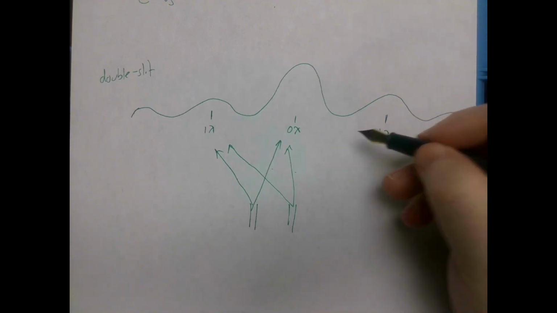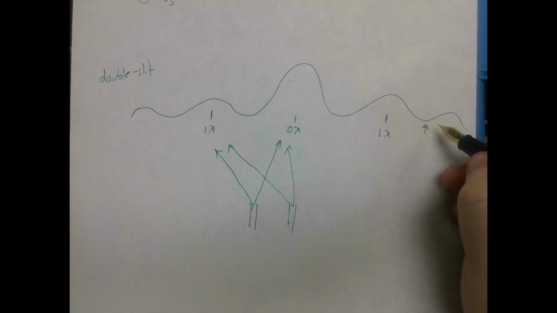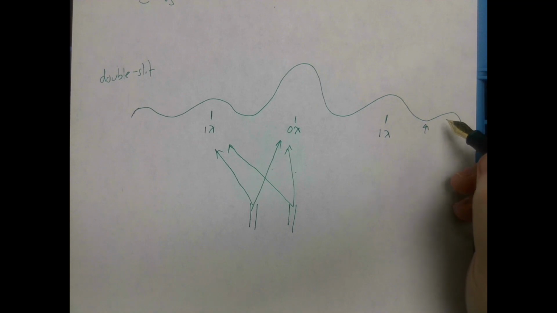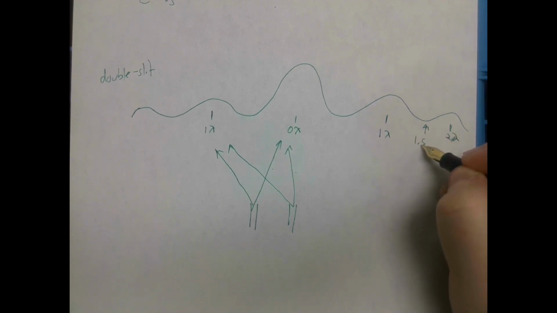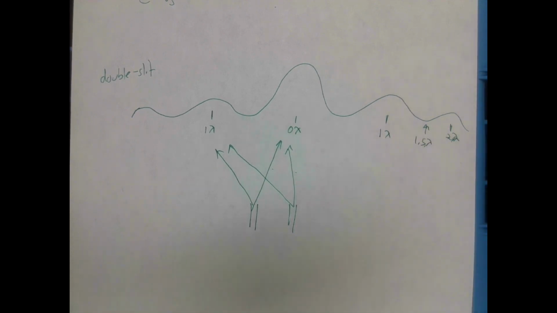So what would this point right here be, this dark spot? Well, this next bright spot would have to be 2, so this would be 1.5. And this is for double slit. For single slit, yeah.